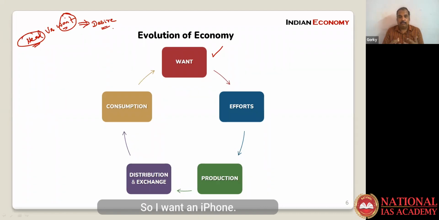So I want an iPhone. That's a want. A mobile phone may be a need, but an iPhone may be a want. And desire may be, today I need it, tomorrow I need to purchase it. You have that particular anxiety to purchase immediately. That we call desire, right?